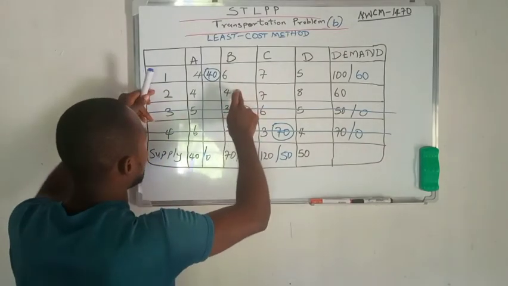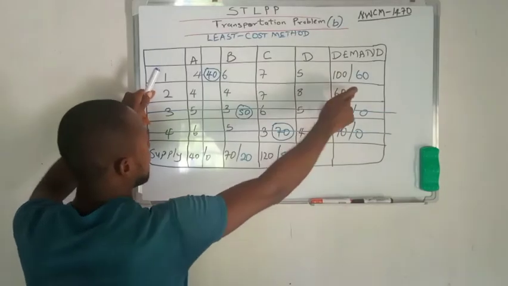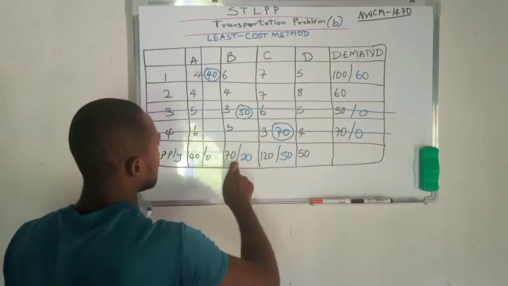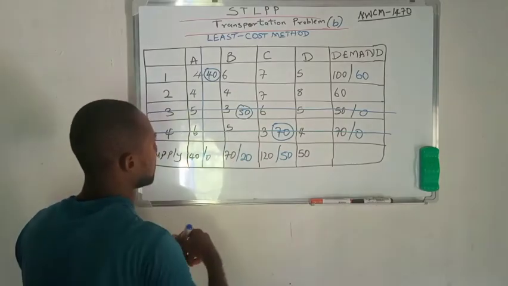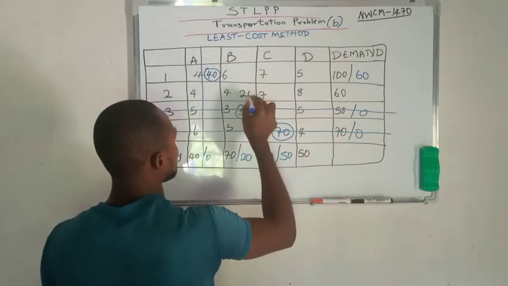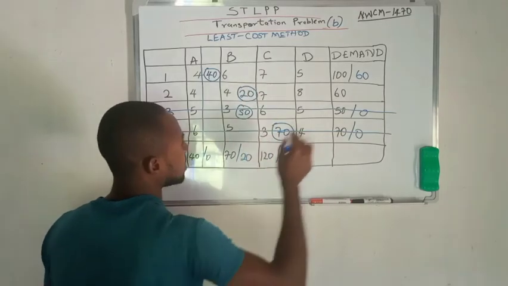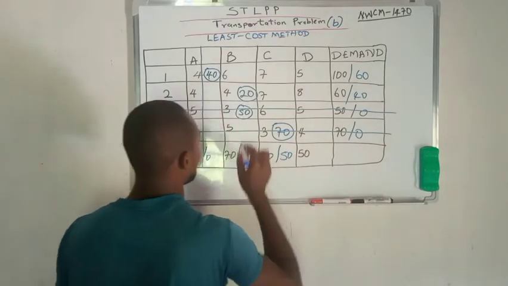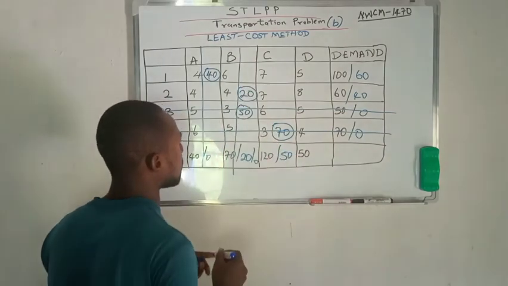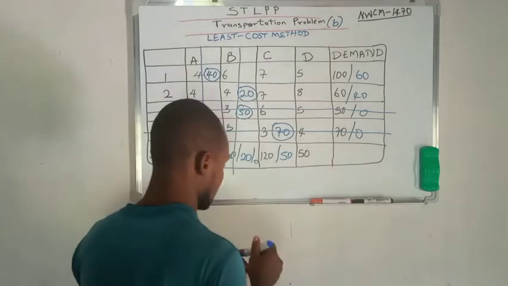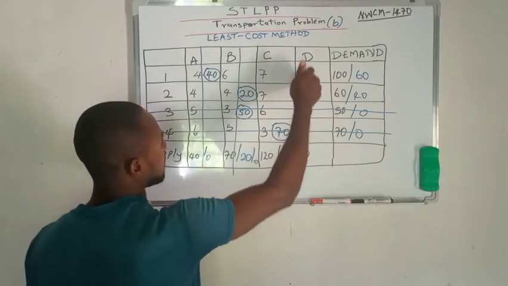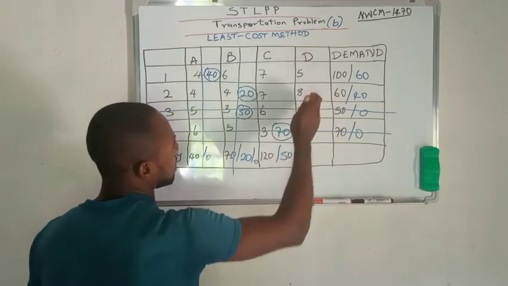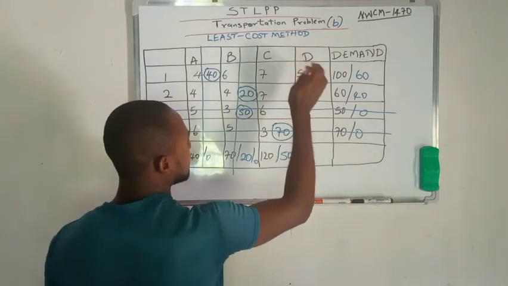We have 60 demanded, but they have only 20 that they need. So we just give them 20 supply, and then subtract it from here. We have 40. So here we have 0, and then we remove this column because there is nothing left here. So what is remaining here? We just have these costs that are remaining. What's the least among them is 5.